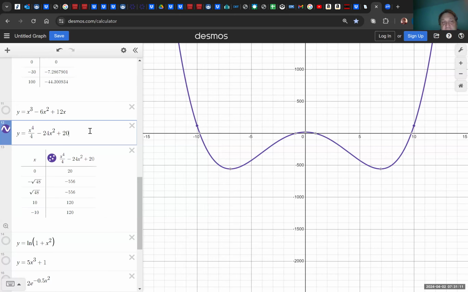And if you want, you can restrict the domain of this thing. I'll remind you how to do it. You make a bracket, you put in the endpoints, and then you can tell Desmos to not graph the whole thing, just graph the valid numbers based on the endpoints. So this is the negative 10 to 10 region. Here is an endpoint where we had a maximum of 120. And here is this local minimum where we had a minimum value of negative 556.